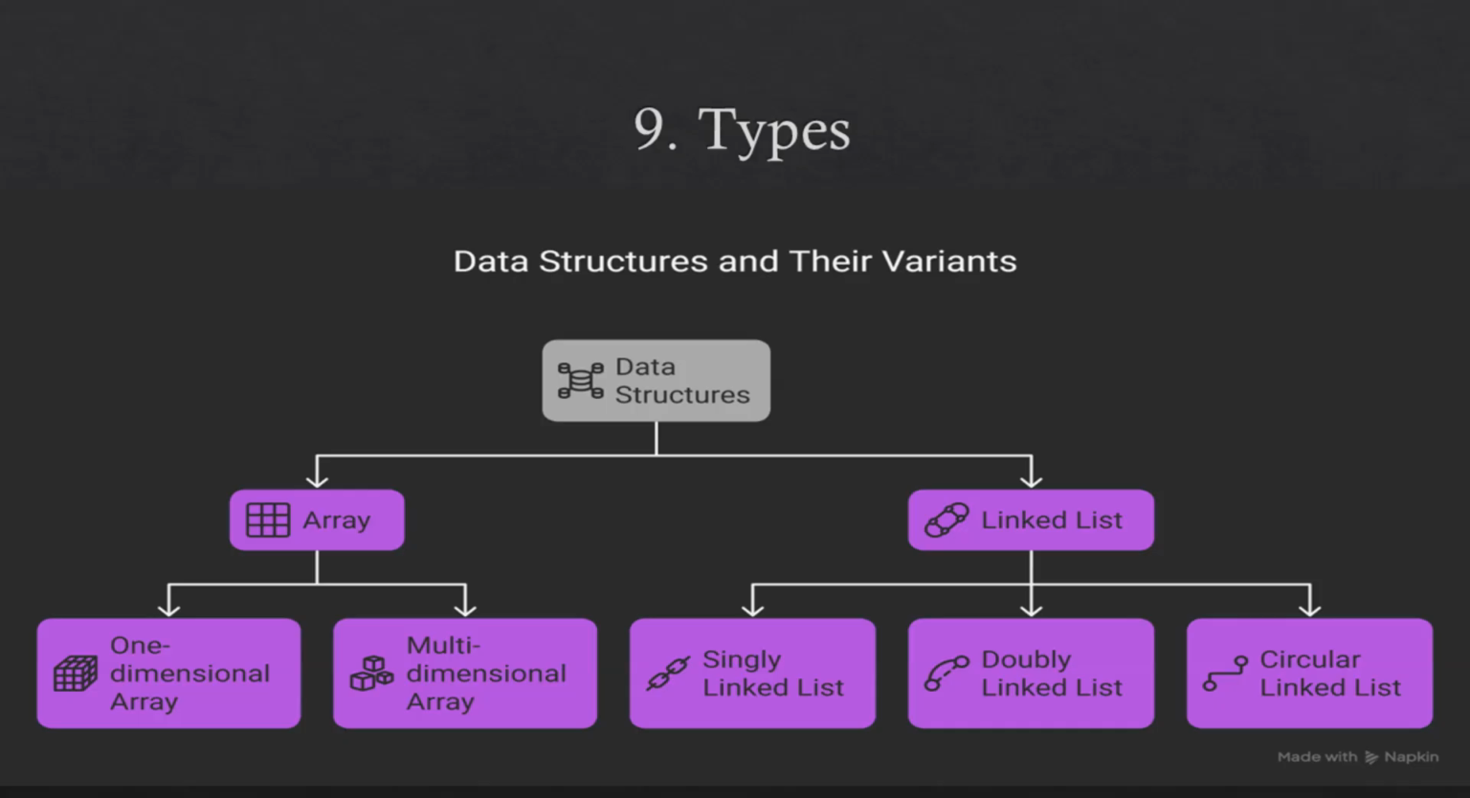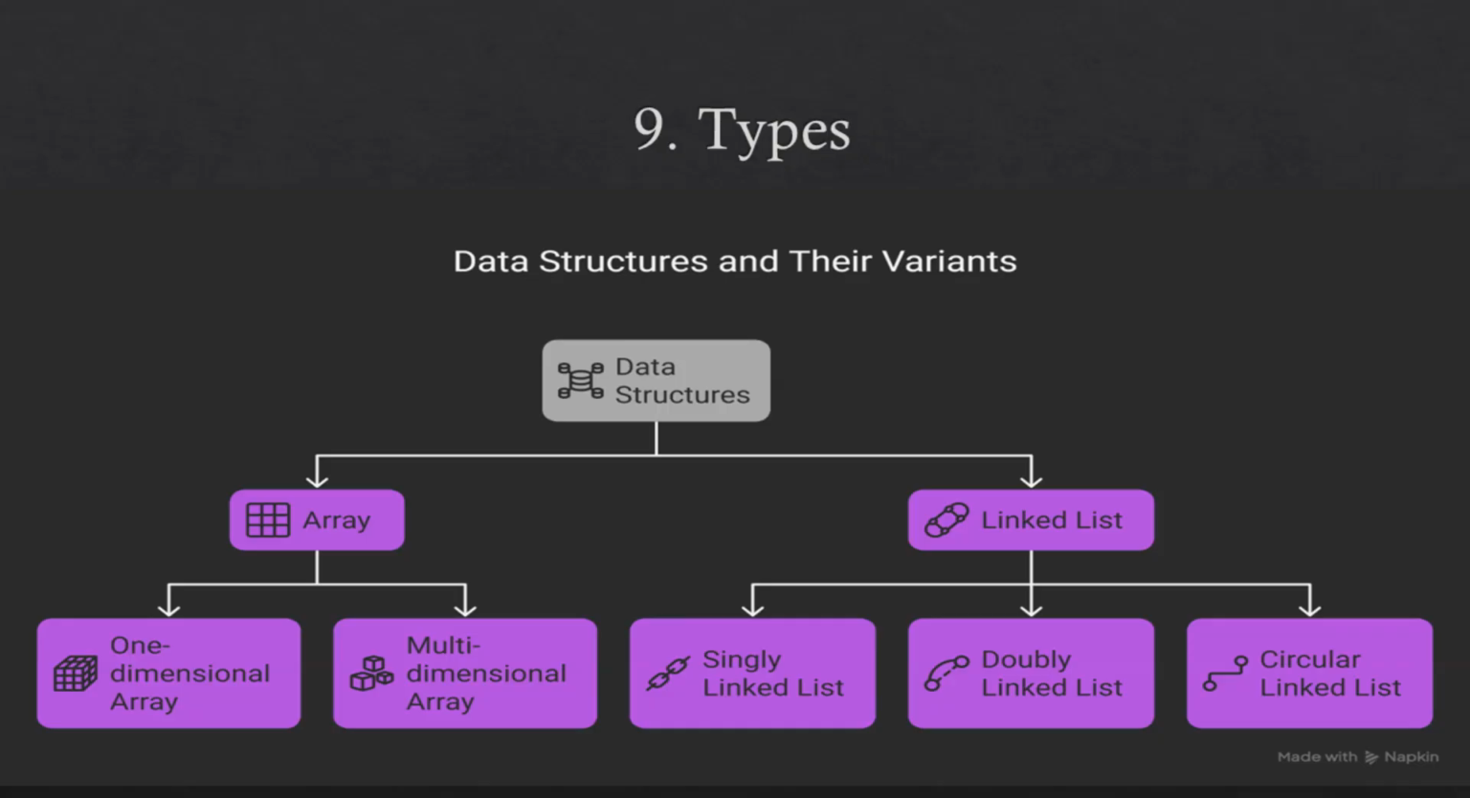Arrays come in two major types. One-dimensional arrays, which store data in a linear form like a simple list. Multi-dimensional arrays, like 2D arrays or matrices, where data is stored in rows and columns. Example: a 1D array, int marks[5] = {90, 85, 70, 95, 88}. A 2D array, int matrix[2][3] = {{1, 2, 3}, {4, 5, 6}}.